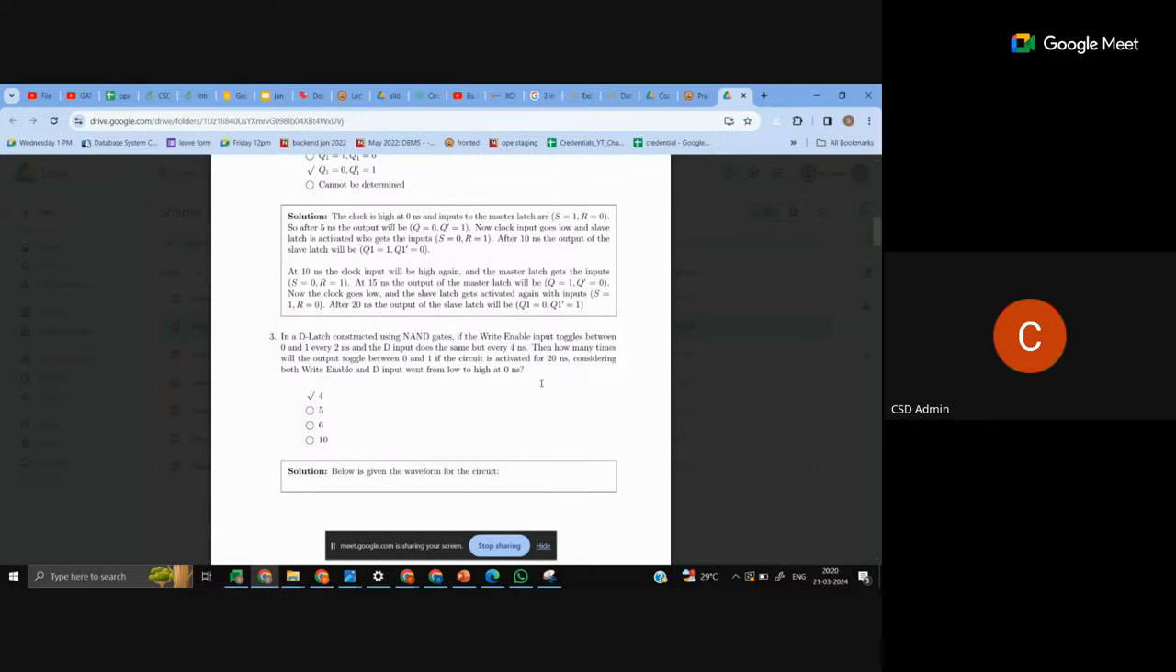Latches, just see the concept. Maybe 1 and 2 will be like true-false questions. Just see how it's working and its characteristics, like what the truth table is at least. That will be good.